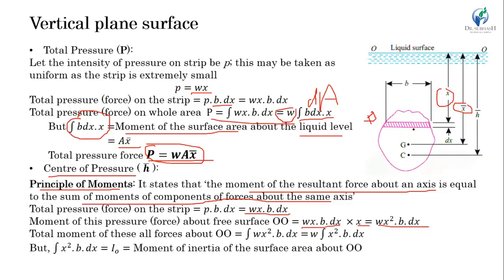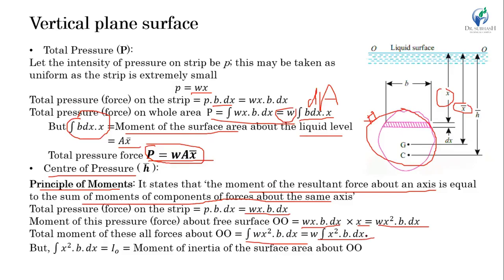This is the moment of the force acting on this small strip, but we are interested in calculating the moment of all such forces acting on the strips. So taking the integration, we get the equation like this, and the constant value we can take out of the integration sign. We get the equation like this: omega into integral of x square b dx.